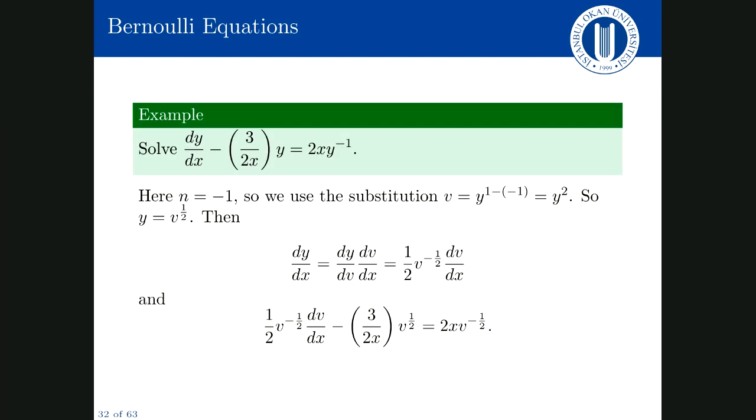For example, solve dy/dx minus 3/(2x) y is equal to y to the power minus 1. Just here I have y to the power n, y to the power minus 1. For this equation, n is equal to minus 1, so we're going to use the substitution v is equal to y to the power 1 minus n, which for us is y squared. We can rearrange this and we can write this as y is equal to the square root of v.